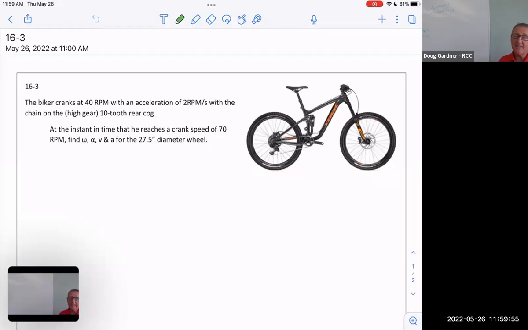So I said at the instant in time, because you're stuck with time, that he finally gets up to 70 RPMs, then find all that cool stuff, omega, alpha, velocity, and acceleration for the wheel itself. And I said for the wheel because that's what I'm doing this for, right? I want the wheel, what's going to send me down the road.